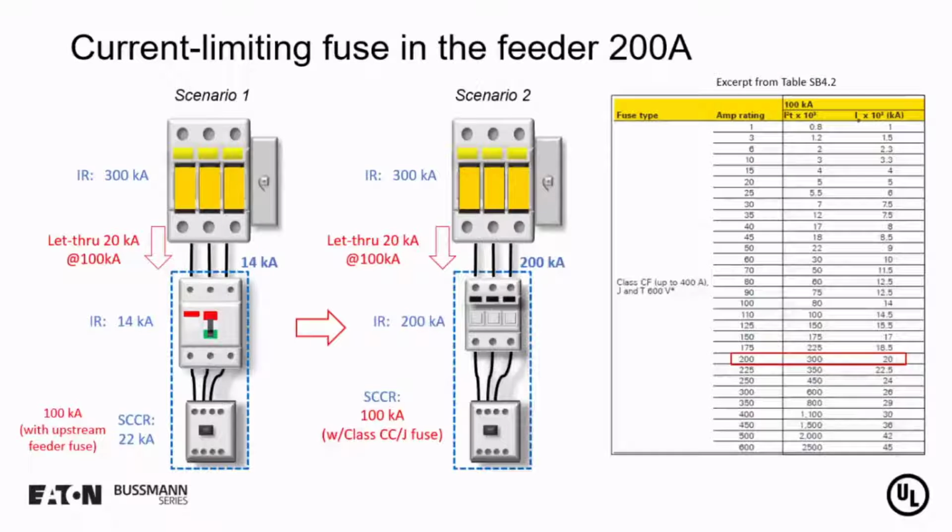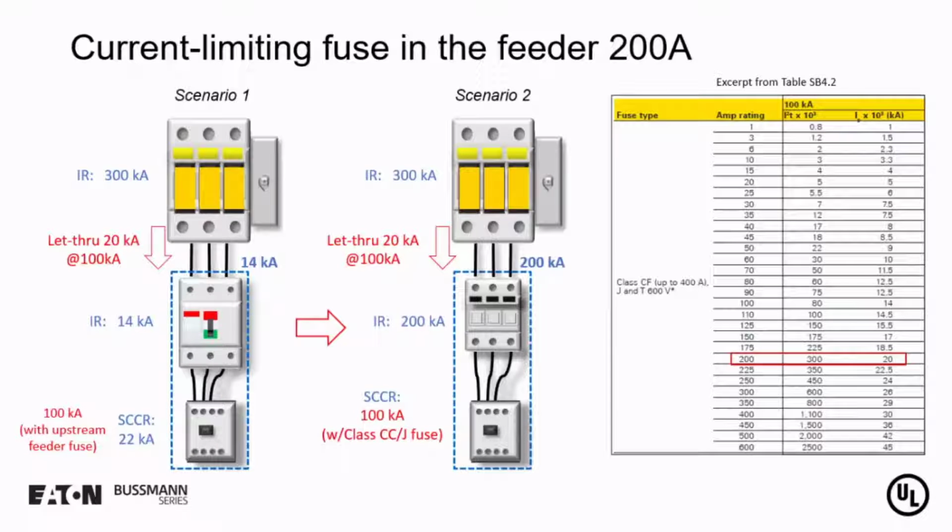So what I've done here is a simple example. And as I mentioned before, you're not going to be using typically a current limiting fuse to raise a 5 kA component, because often your feeder overcurrent device is way too large in ampacity to get that 5 kA let-through.